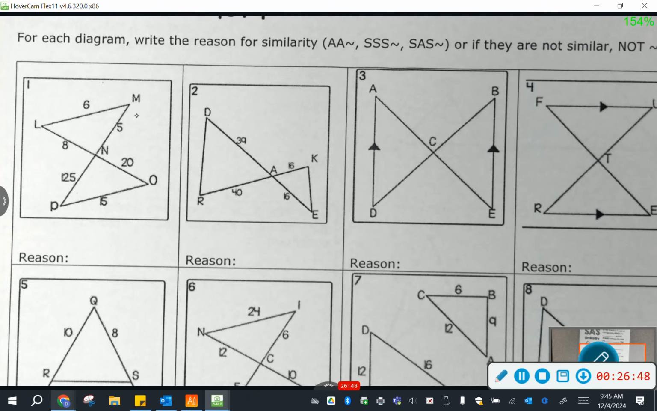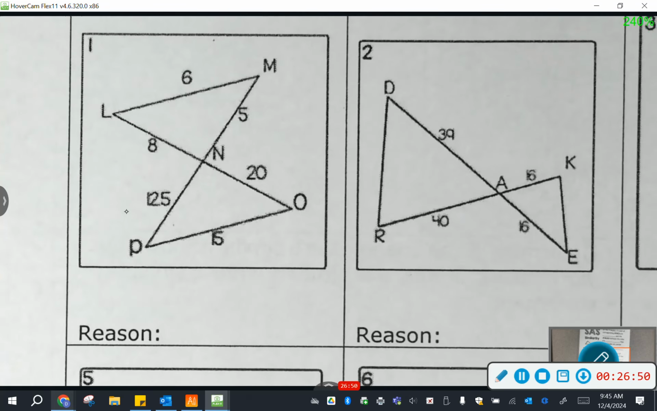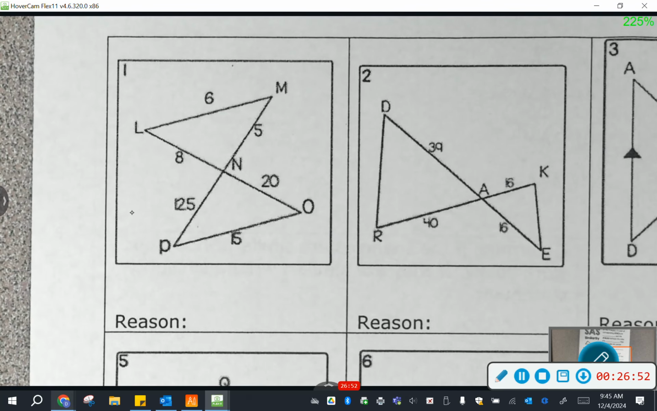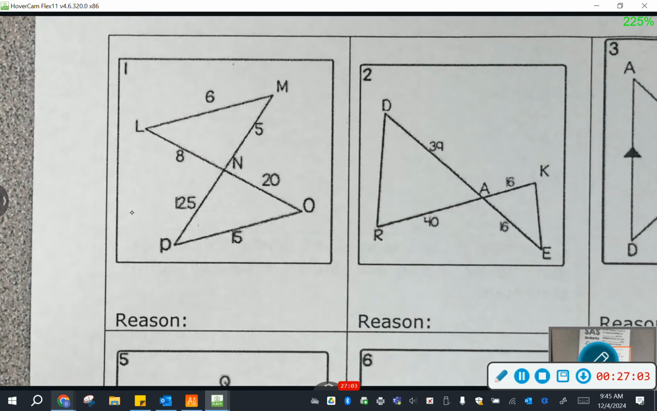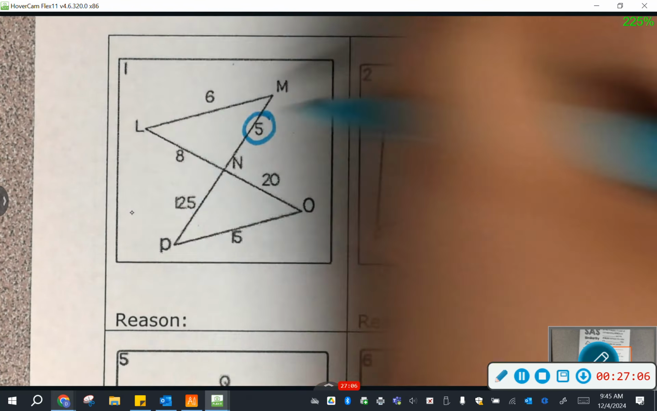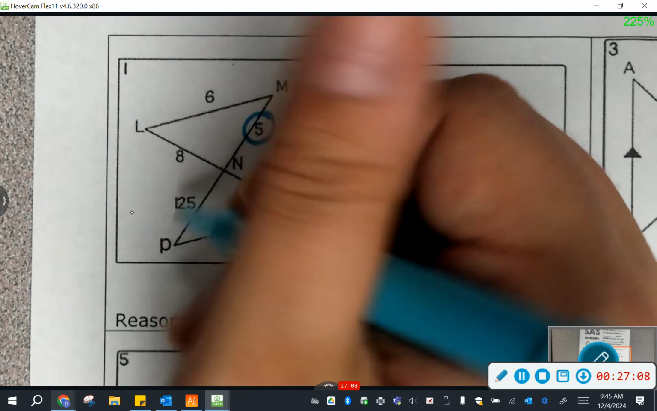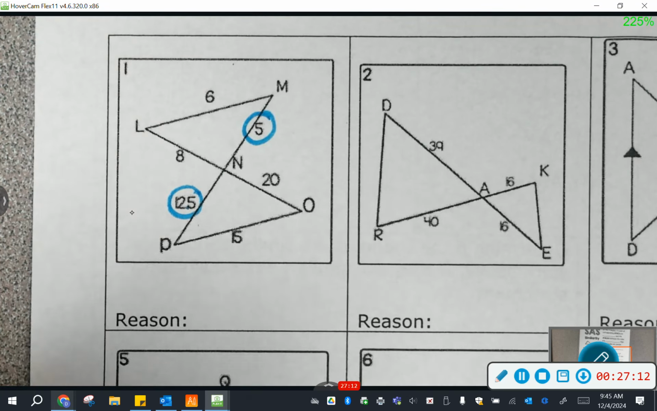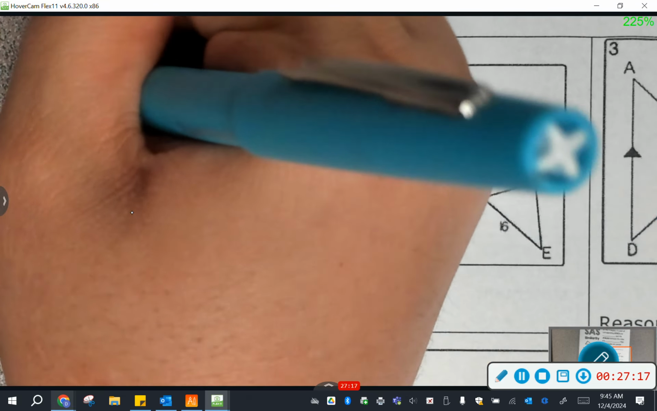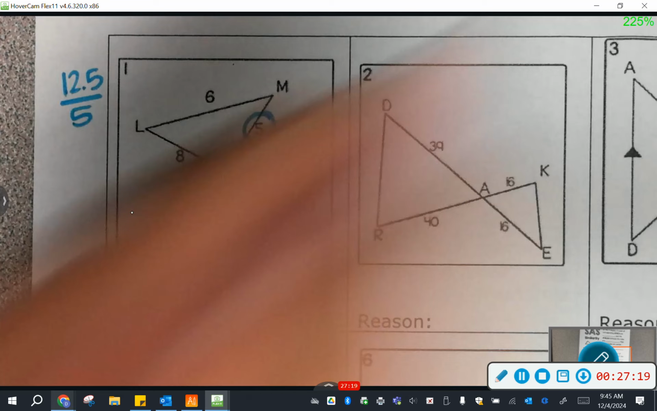All right. Number one, do you agree it has all sides? Okay, what side is the smallest on each? On the top, what's my smallest side? Okay, so be careful. 5 is the smallest here. This is actually 12.5. So that one, that's why I wanted to do it with you, because y'all, it's hard to see that. So I'm going to end up doing 12.5 over 5.